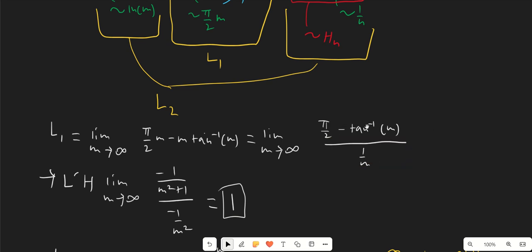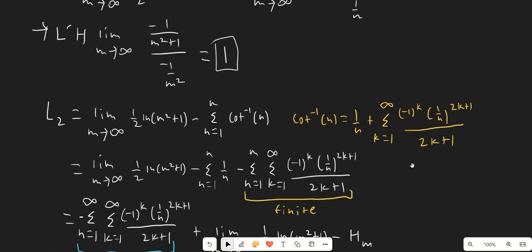We apply L'Hospital's rule for a 0 over 0 situation, and we get negative 1 over m squared plus 1 over negative 1 over m squared, which is just going to be 1 in the limit as m goes to infinity. So L1 is just 1. L2 is where things get a little bit tricky.